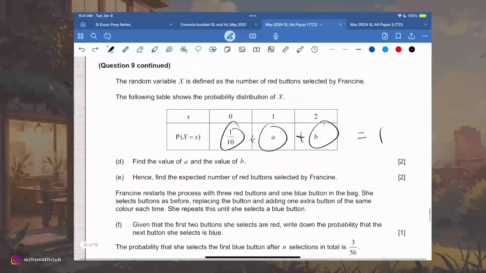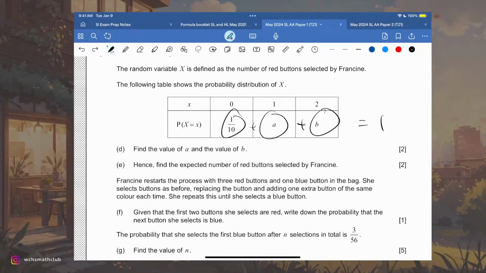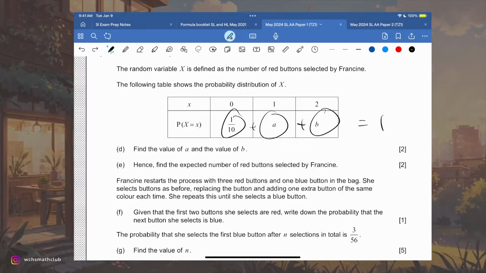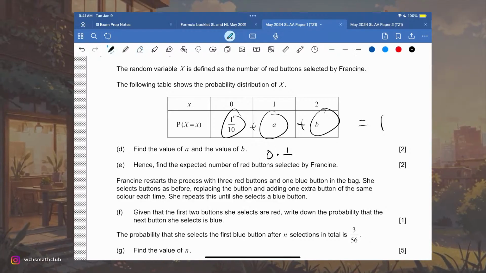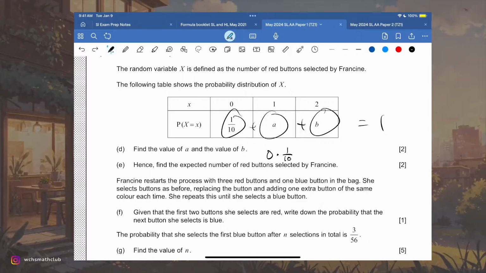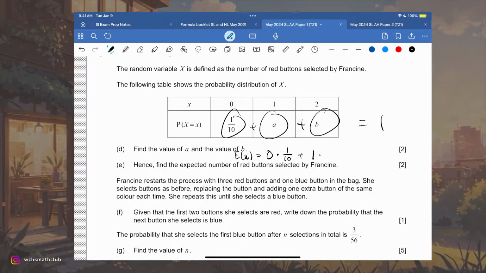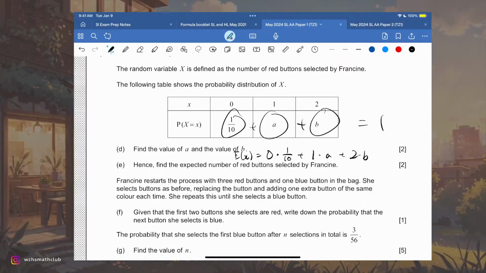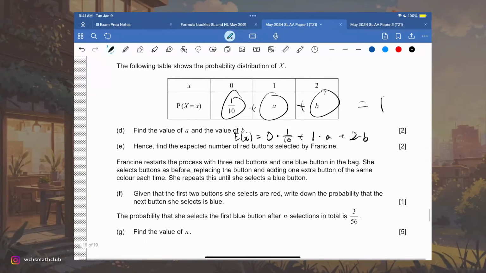What this looks like is we're going to take the sum of each single column. So for the first column, we have the actual number being 0. Chance of it happening is 1 over 10. And then, if you want to be thorough, this would be E of x equals 0 times 1 over 10 plus 1 times A plus 2 times B. Now, of course, when we answer this on the answer sheet, we want to write this out and then substitute the values that we found earlier for A and B.